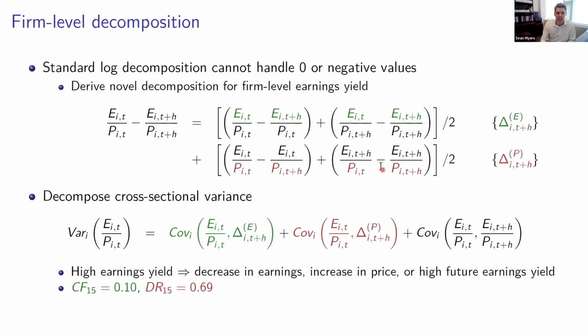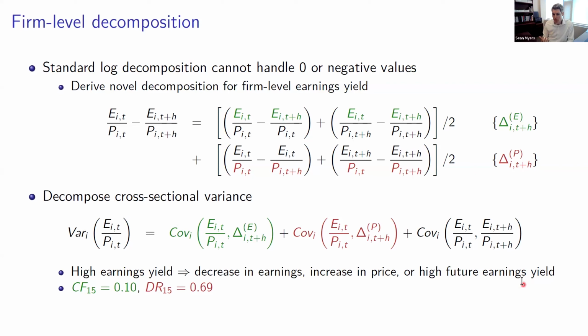Now, what we can then ask is, does variation in earnings yields predict changes in earnings yield due to movements in earnings, changes in earnings yield due to movements in prices, or the future earnings yield? And what we get overall is something fairly close to our portfolio level results, where we find that high earnings yields do somewhat predict a decrease in earnings, but this only accounts for about 10% of the variation. High earnings yields do predict an increase in price, and this is quantitatively the much larger piece, accounting for about 70% of the variation. And then the remaining 20% comes from high earnings yields predicting high future earnings yields.